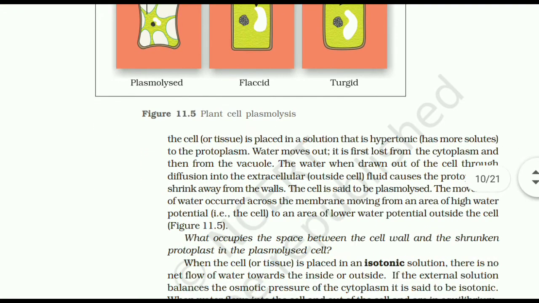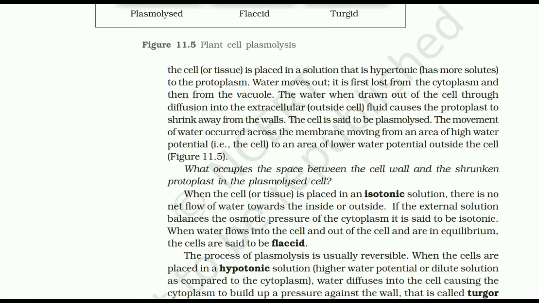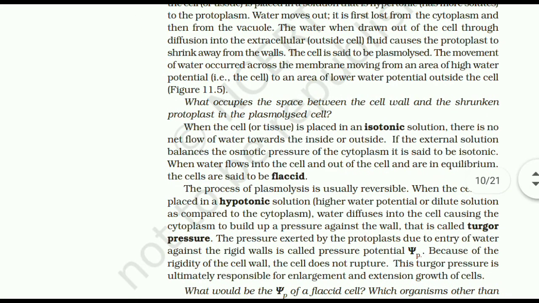Water moves out. It is first lost from the cytoplasm and then from the vacuole. Water, when drawn out of the cell through diffusion into extracellular fluid, causes the protoplast to shrink away from the walls. The cell is said to be plasmolyzed. The movement of water occurred across the membrane, moving from an area of higher water potential to an area of low water potential outside the cell. What occupies the space between the cell wall and the shrunken protoplasm in the plasmolyzed cell? Well, it is the liquid medium.